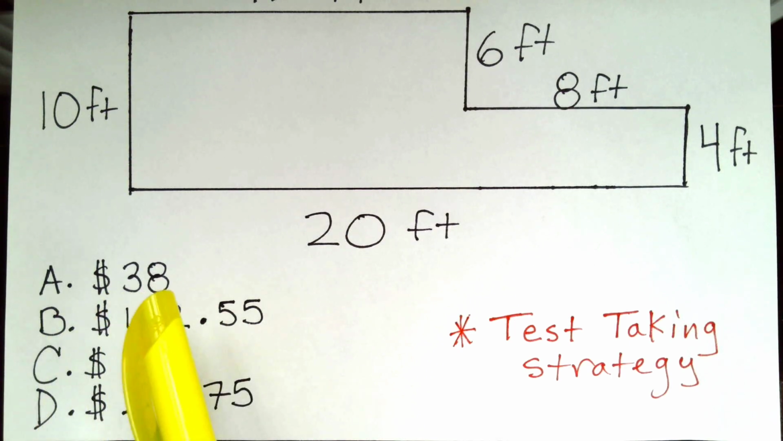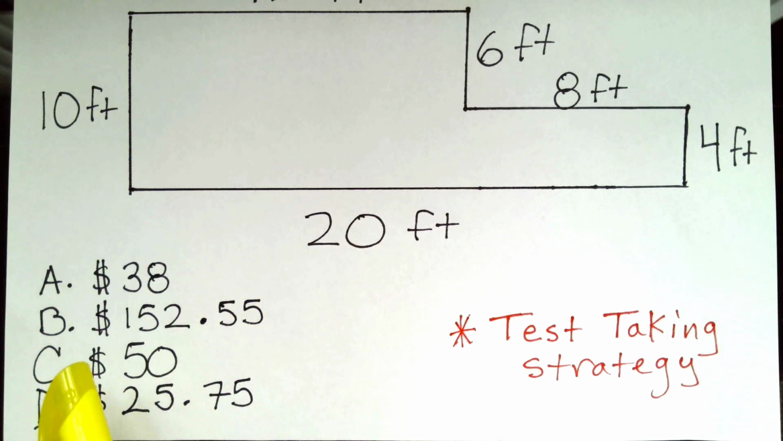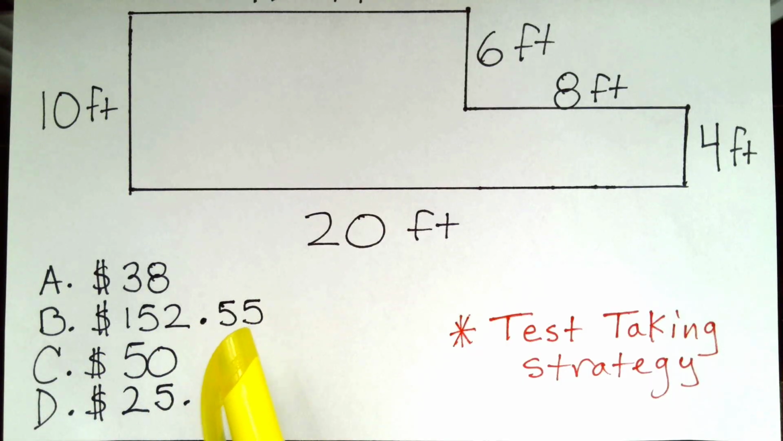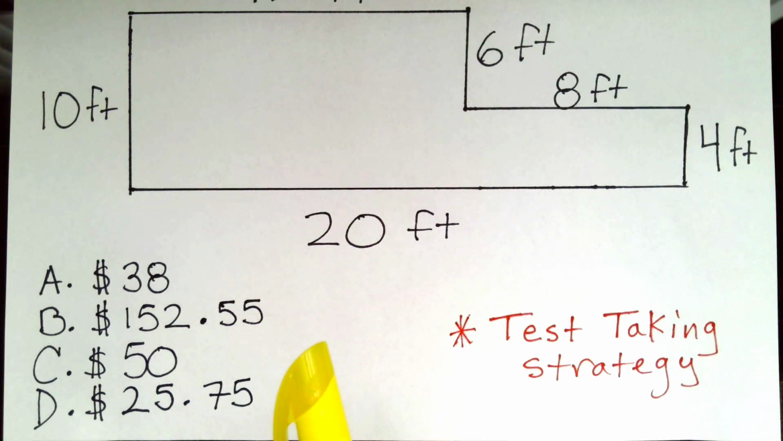So, test-taking strategy for this problem, remember you need to round up to the nearest dollar. Well, option A is rounded to the nearest dollar. Option C is rounded to the nearest dollar. Is option B rounded up to the nearest dollar? No. Is option D rounded up to the nearest dollar? No. You can see here there's a value of 75 cents and 55 cents with these two options.